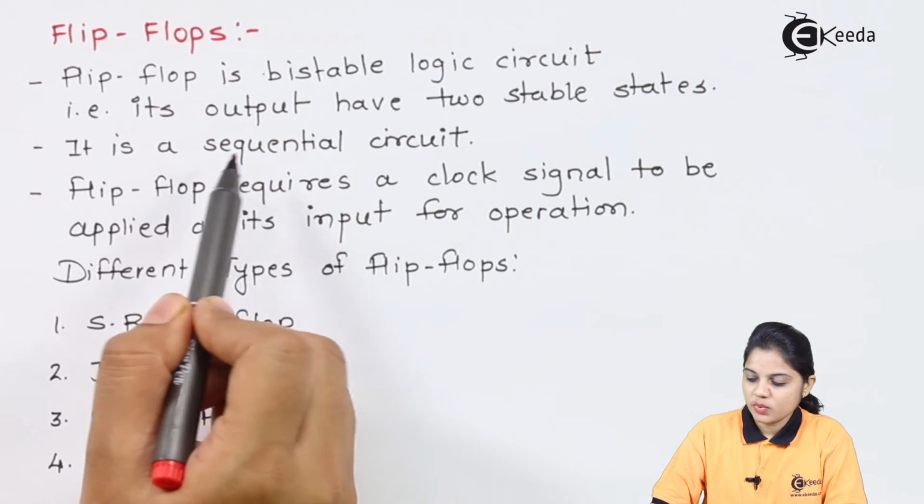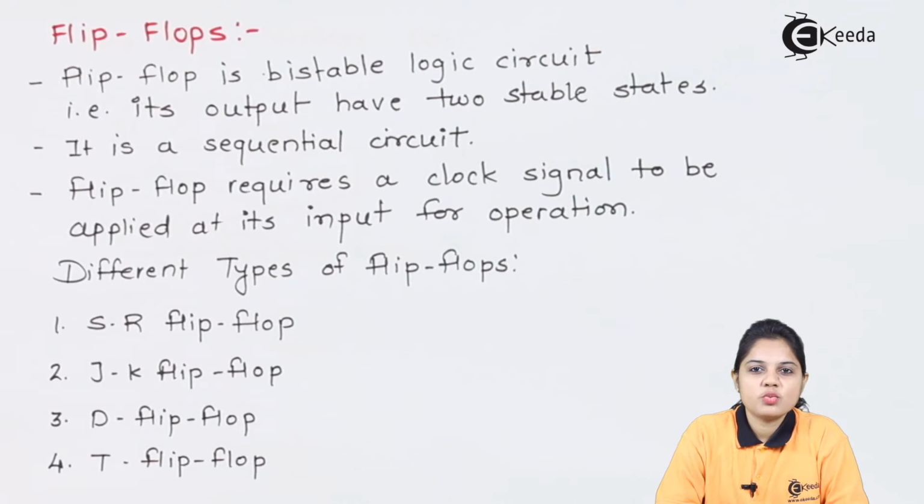Second, it is a sequential circuit. We have discussed what sequential and combinational circuits are. When it is a combinational circuit, the output depends on the present input of the system. But if it is a sequential circuit, its output depends on the present input as well as the past output. So sequential circuits require a memory element to store the information which is required as an input to the sequential circuit.